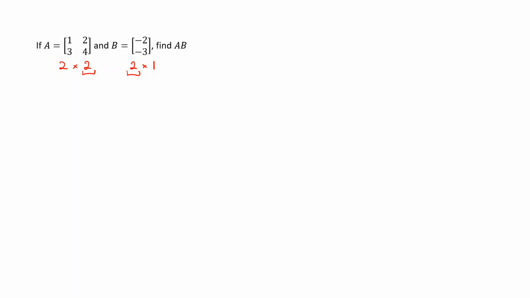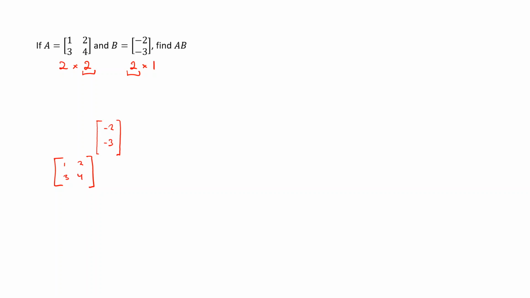So we're doing A times B. I'm going to write matrix A off to the left here: 1, 2, 3, 4. And I'm going to write matrix B, the second matrix, above and to the right of matrix A. So it's -2, -3.